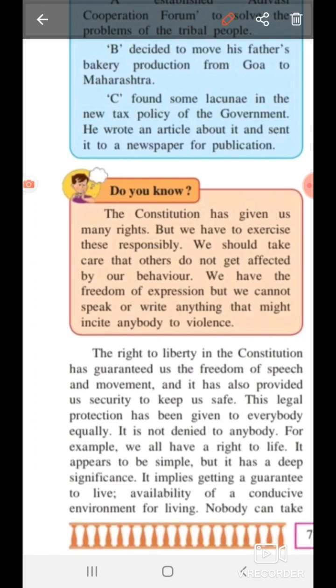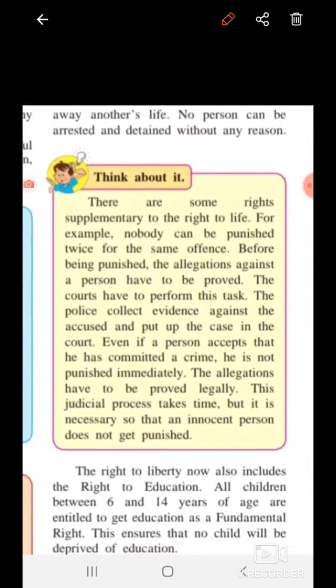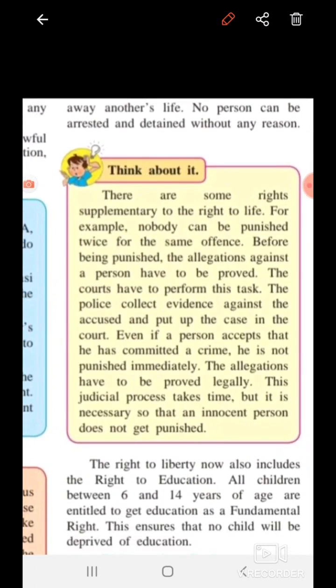This legal protection has been given to everybody and it cannot be denied to anyone. Therefore, an example is that we cannot take the life of anyone. In simple terms, it has a very deep meaning. It implies that everybody has the right to live and nobody can kill himself also, right? Others also cannot kill any person, but he also has his own right to live.